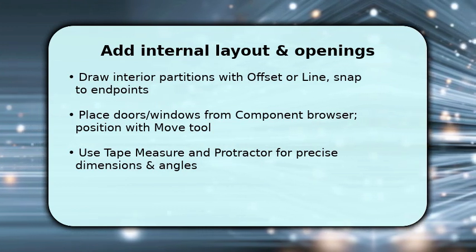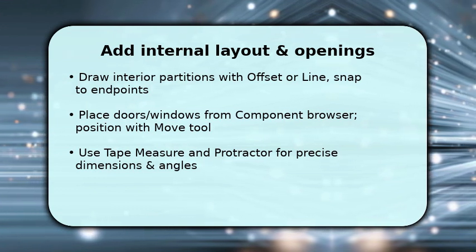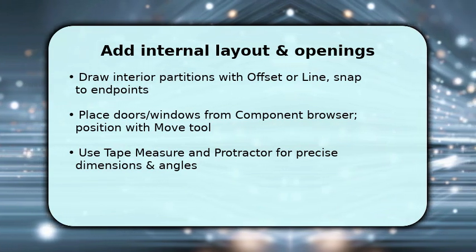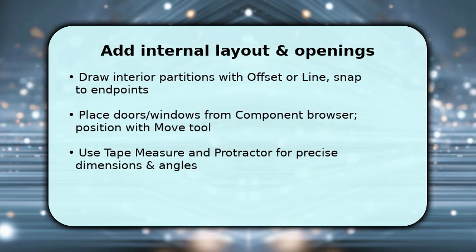Use the tape measure to create guides and the protractor for angled walls or features. These guides keep spacing consistent. Once done, group each room and annotate dimensions so you can review circulation and clearances before adding finishes.